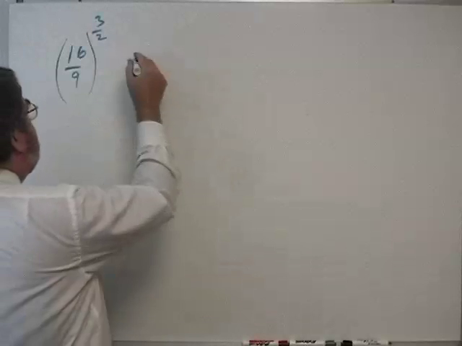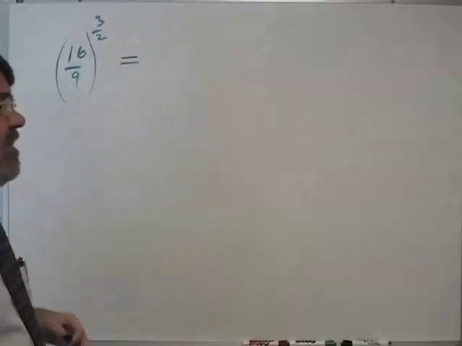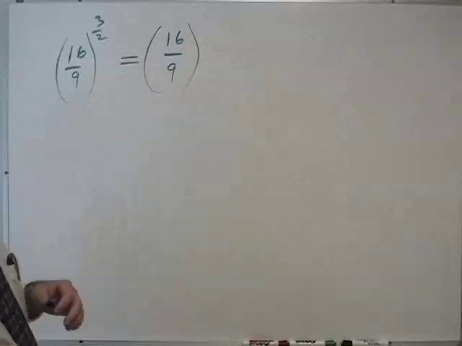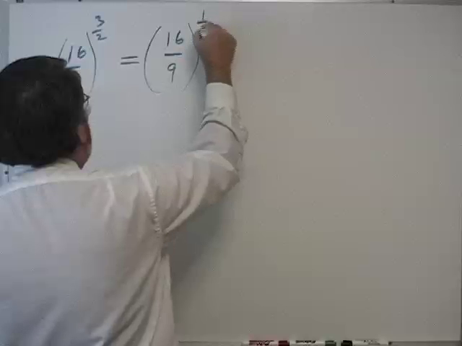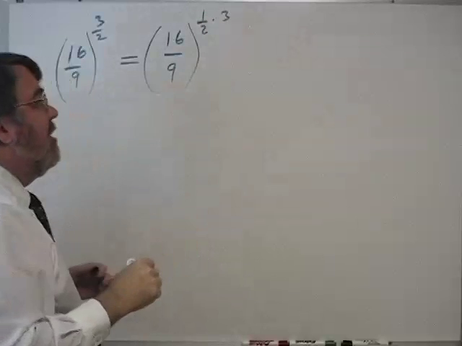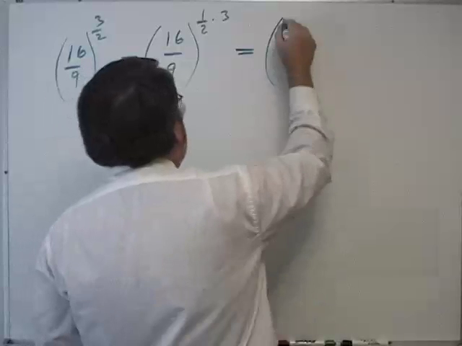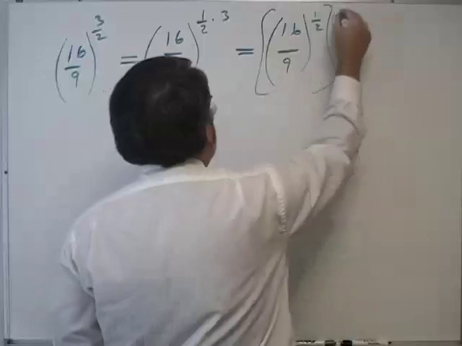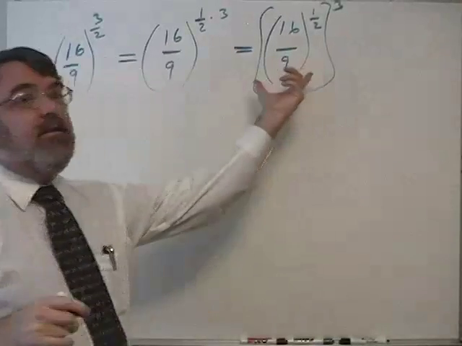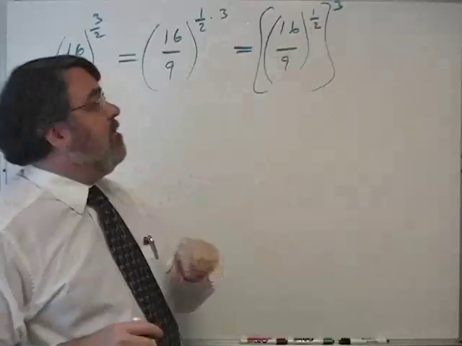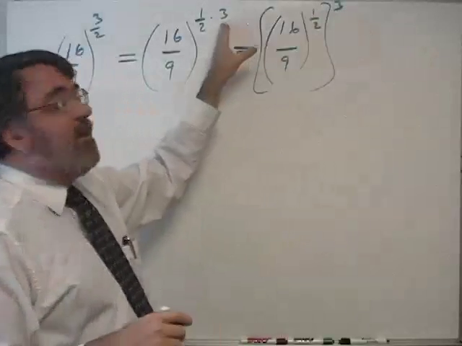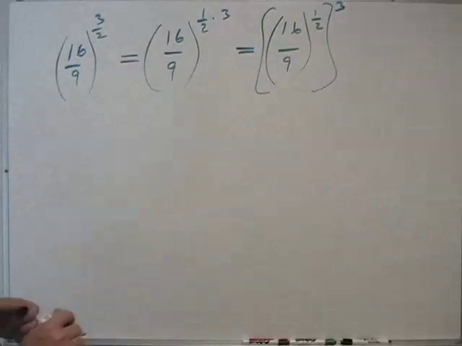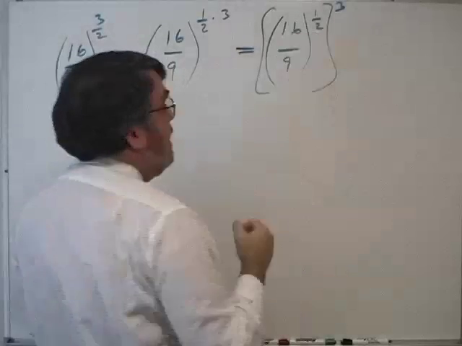Of course, because, let me work through this step by step. This normally would not be necessary. 3/2 is what? It's 1/2 times 3. And if I apply the power rule of exponents, then this is 16 ninths to the 1/2 power raised to the 3rd power, because when I remove these brackets, I multiply the exponents. So I'm kind of going backwards from what we're accustomed to when using this rule. But this tells us that whatever this is, I'm going to cube it.